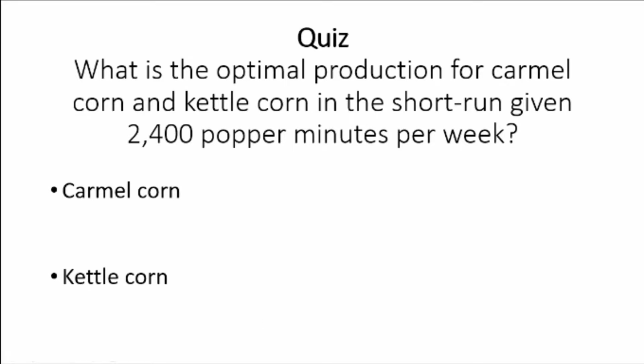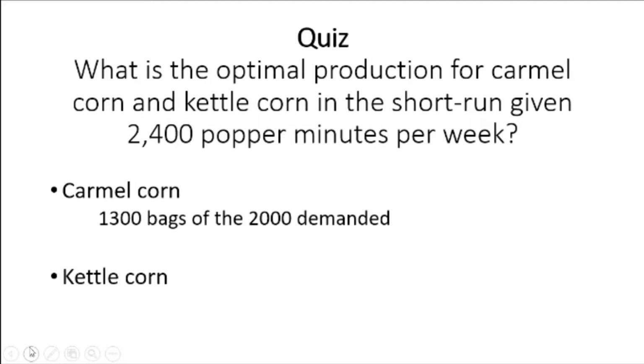What would the optimal production for caramel and kettle corn be in the short run, given the 2,000 popper minutes per week? Well, we had just computed this to be 1,300 bags of the 2,000 demanded of caramel corn, and the full 2,200 bags of the 2,200 demanded of the kettle corn.